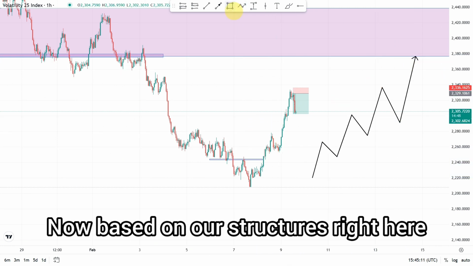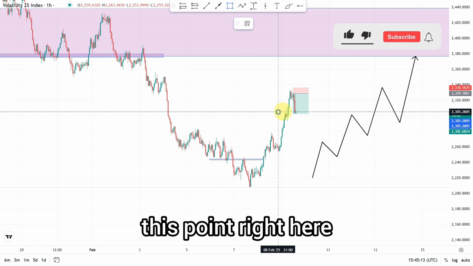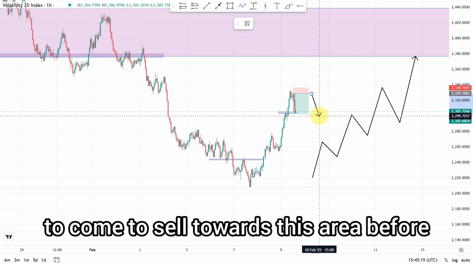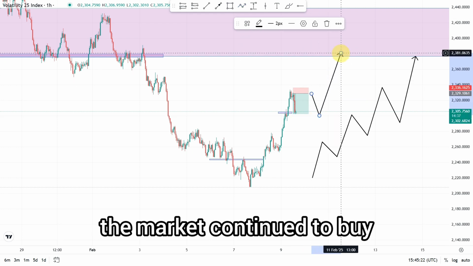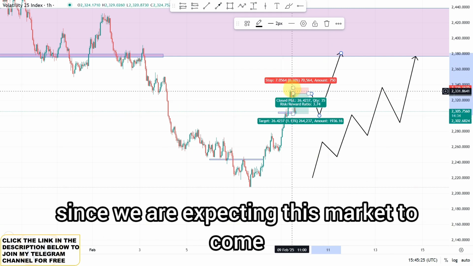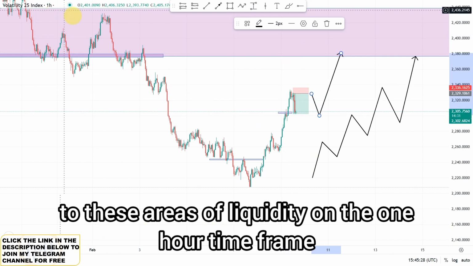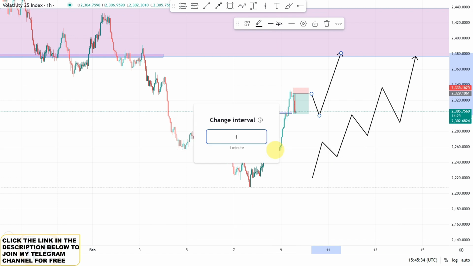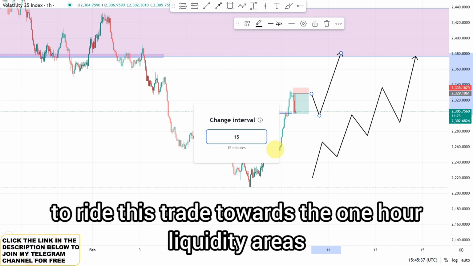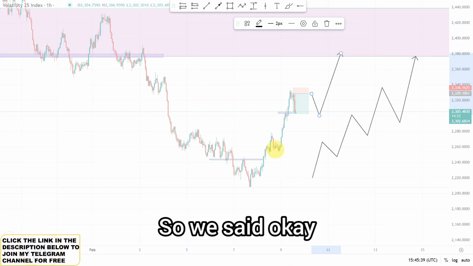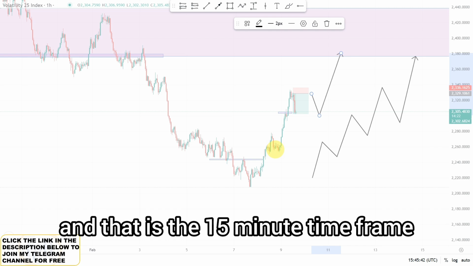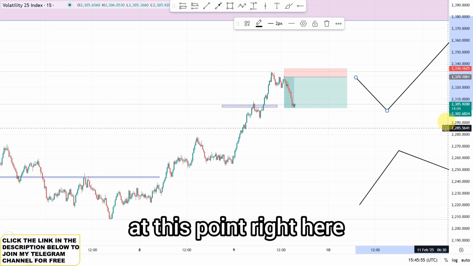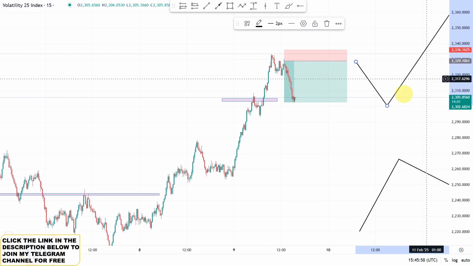Now, based on our structures right here, you can see we had our first structure at this point right here. That means we were hoping for the market to come to sell towards this area before the market continued to buy. So we said, okay, since we expect this market to come to these areas of liquidities on the 1 hour time frame, let us see if we get some scalping entries to ride this trade towards the 1 hour liquidity areas. So we said, okay, let us go to our scalping time frame, and that is the 15-minute time frame.